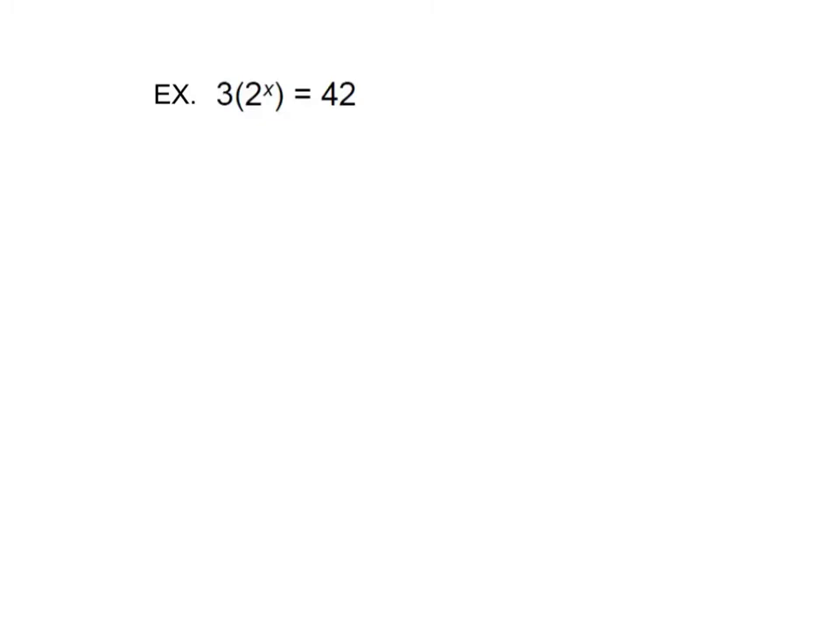Here's another example. This one's going to require that you have a calculator, so I hope you have one handy. I think I do. We want this equation to say 2 to the x equals a number. And so the first thing that I'm going to do here is divide both sides by 3. And that leaves me 2 to the x equals 14. In order to solve this, since it's an exponent, I'm going to use the inverse property. So I'm going to log both sides.